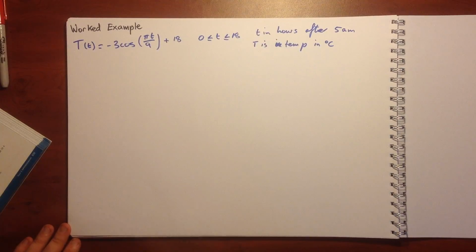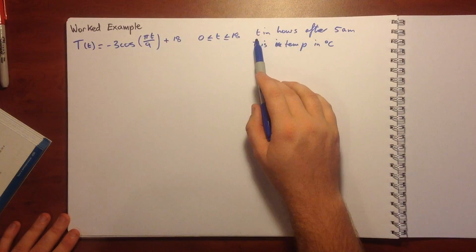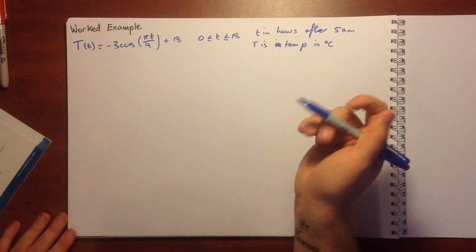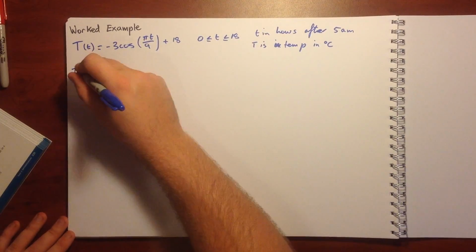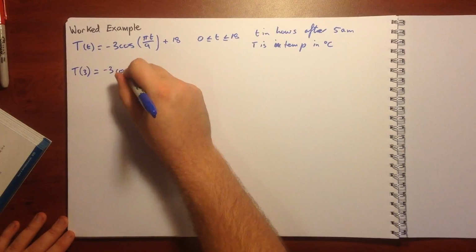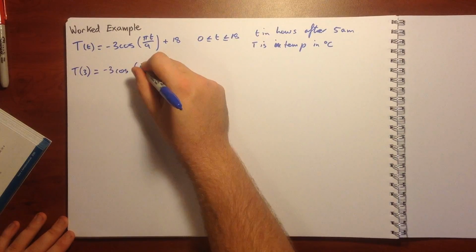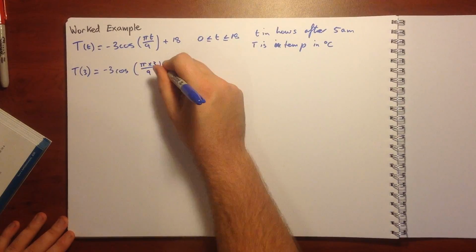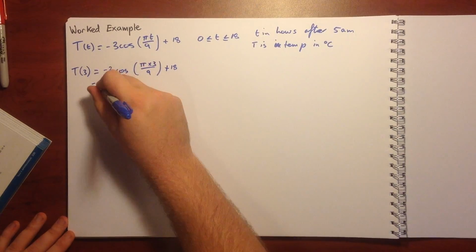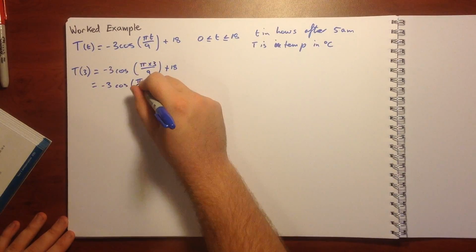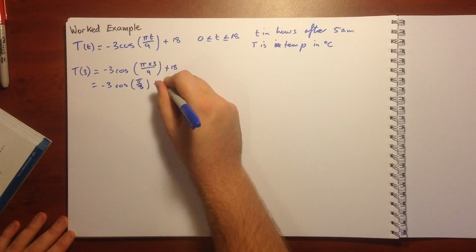We want to calculate the temperature at 8 AM. Well, T is our time in hours after 5 AM, so 8 AM is going to happen when T is 3. So for the first part, we're just saying T of 3 equals negative 3 cos of pi times 3 on 9 plus 18, so we get negative 3 cos of pi on 3 plus 18.